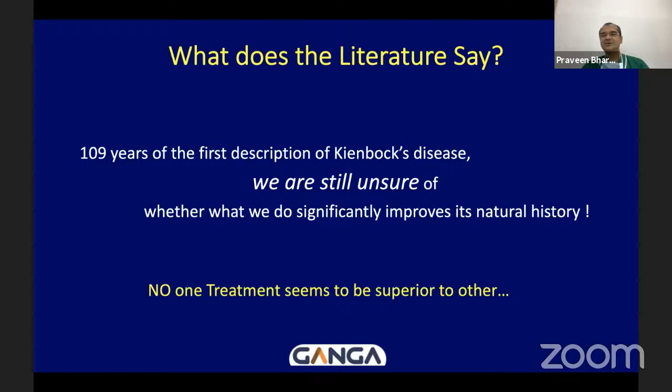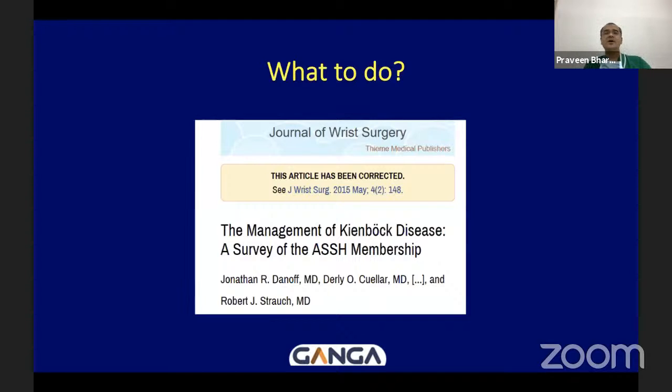When you read about proximal row carpectomy, it is almost 110 years since it was described, but still we are not sure of the treatment, what we are aiming at, and what is the outcome of such treatment. All the literature reviews have found no one treatment superior to the other. So to me the conclusion is we should do the simplest operation, which is simple for the patient and simple for us, which has the least amount of complications. Also, the literature supports this kind of view.